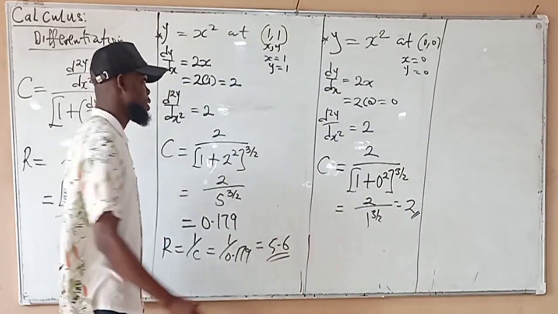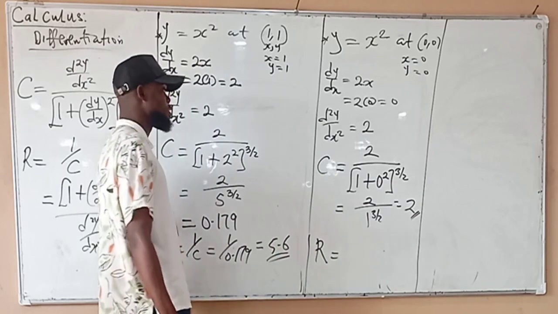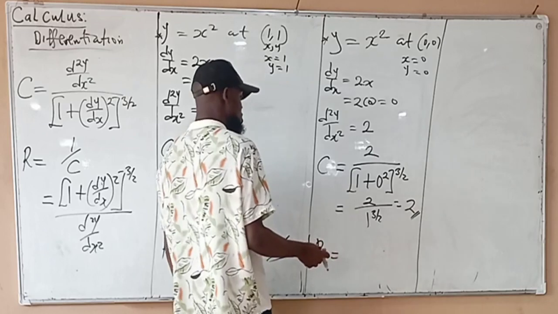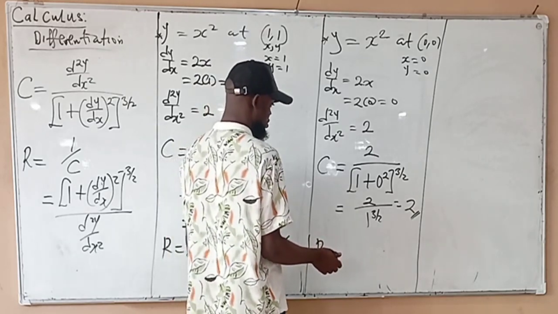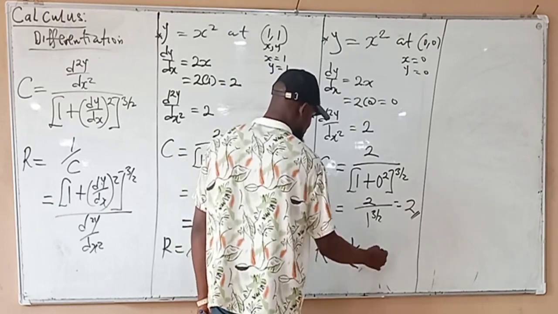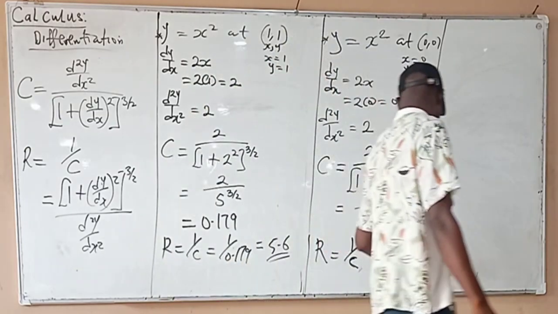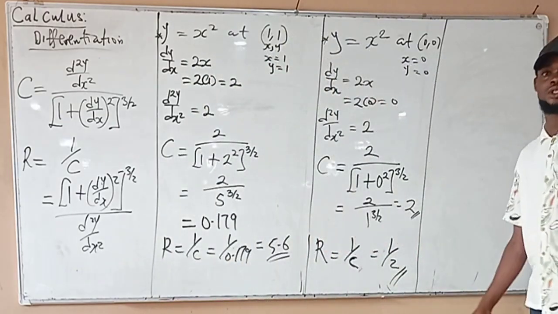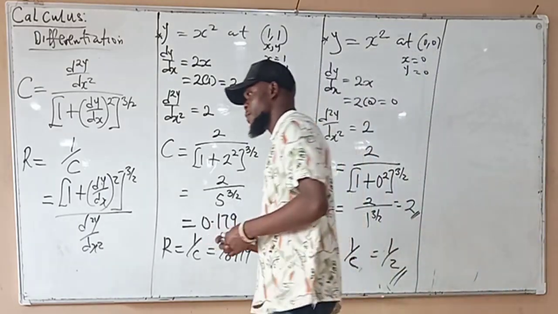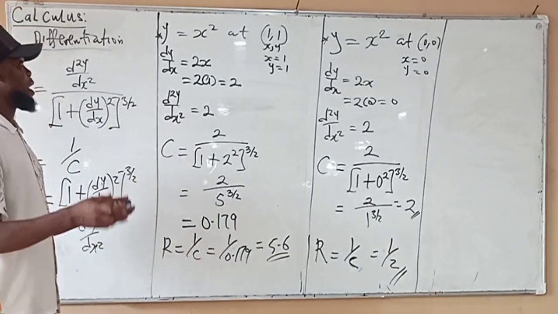The curvature is 2. While the radius of curvature will be equal to 1 over the curvature. 1 over 2 is a half. So the curvature is 2, and the radius of curvature is 1 over 2, which is 0.5. So this is how you calculate the curvature and radius of curvature of a curve. So take note of this.